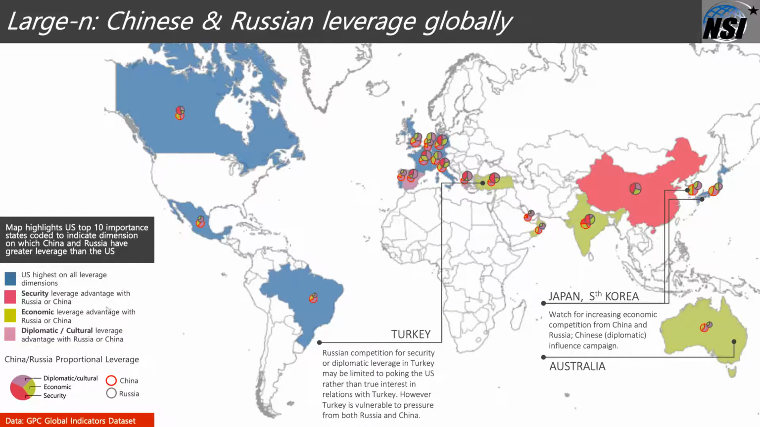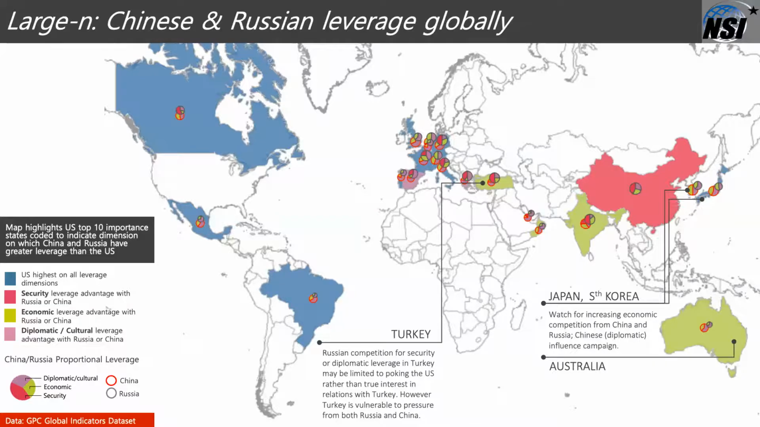The Global Indicators dataset NSI built for the SMA Great Power Competition project can help here, as it provides measures of the importance of 197 countries to Russia, China, and the US, as well as the leverage each power has within these countries across 3 dimensions: security, economic, and diplomatic cultural.